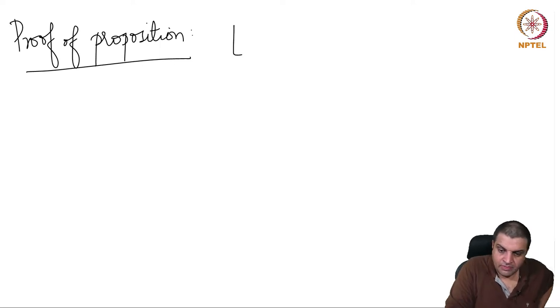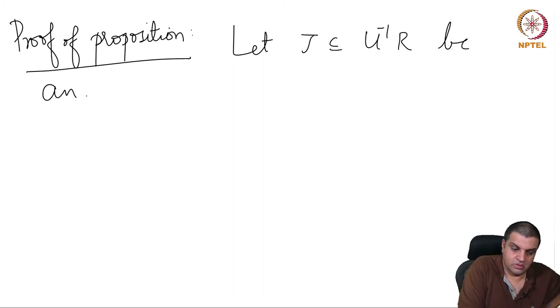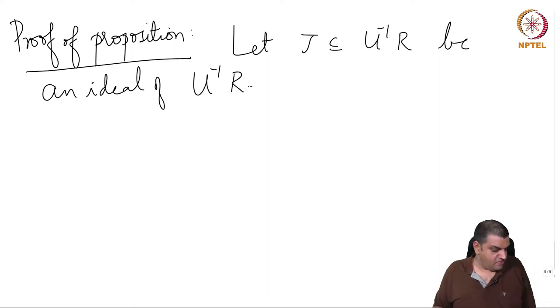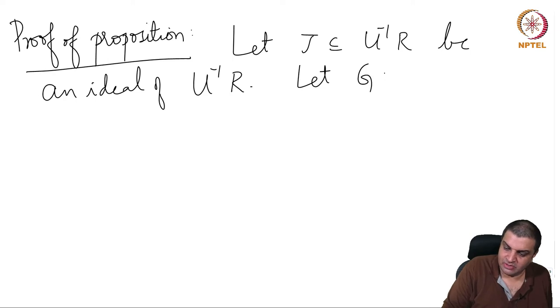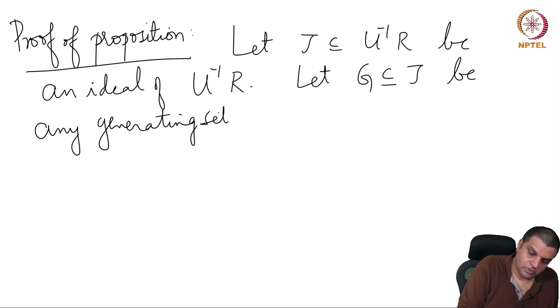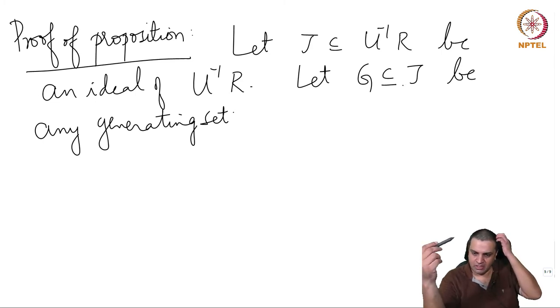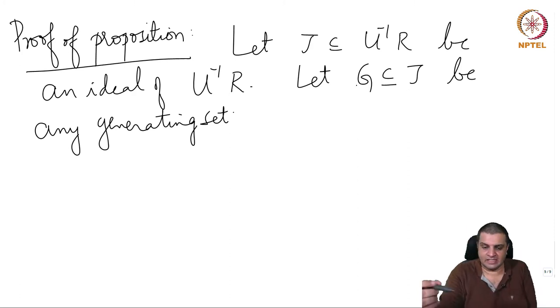Okay, so let J be an ideal of U inverse R. Let's take a generating set for it. Let G inside J be a generating set. We keep saying generating set, but there is no substantial significance to that statement in this proof. J itself is a generating set for J, so one could have just taken J itself. All I want to say is that the argument works for every generating set.